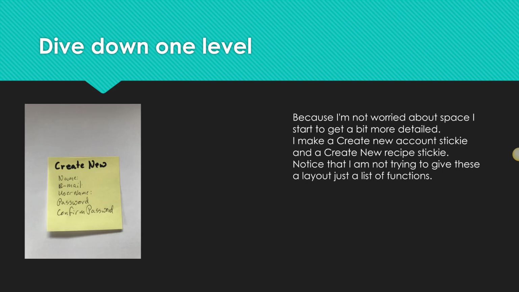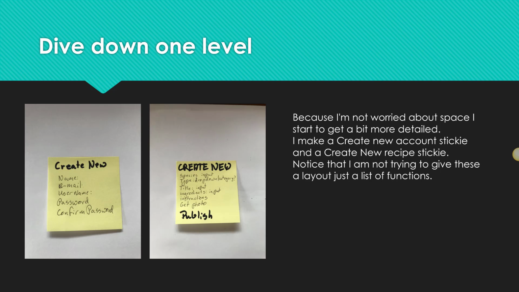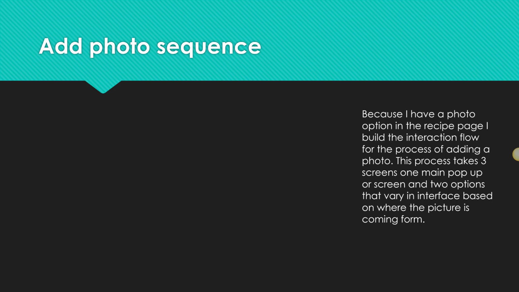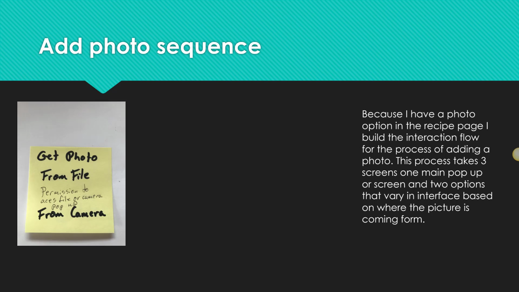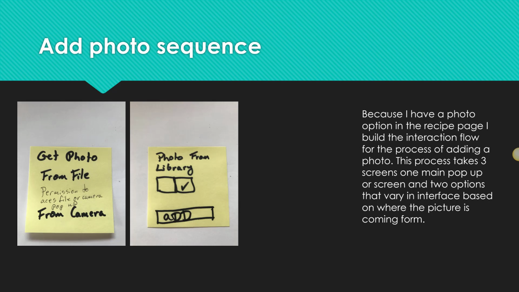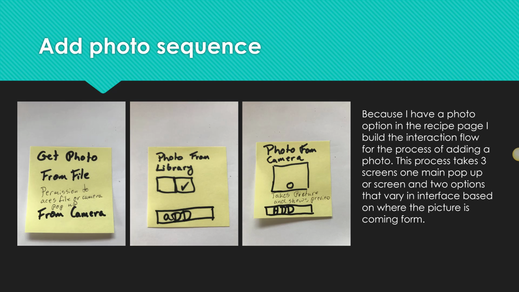All right. I'm not worried about space, so I can make as many new pages as I like. I create a create new account page this time, which I didn't have in the hand drawing because I just didn't have space for it. So I've got all the information that we would want for a new account, and I have a create new recipes page, which has all the input information for a new recipe, as well as a publish button. I build the get photo pages, from the get photo from file and from camera choices to the photo from library and photo from camera choice. So I made 3 sticky notes of what was 3 teeny tiny boxes on the drawing.